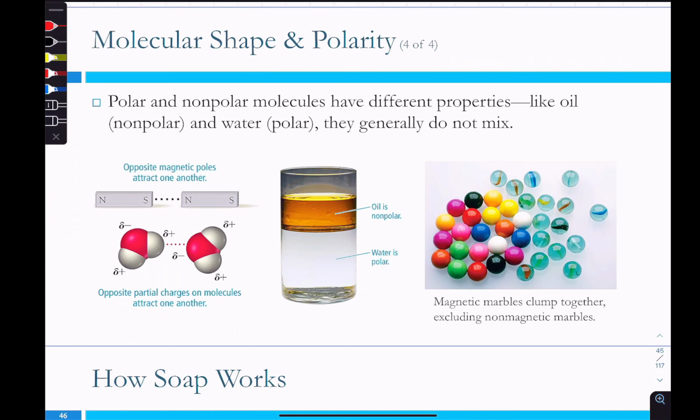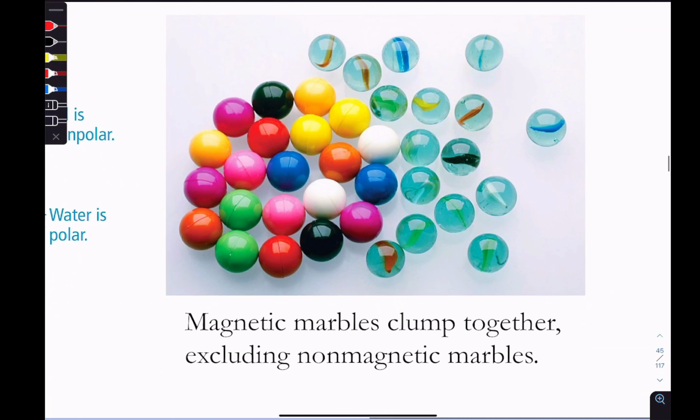The same thing would happen if you had magnetic marbles and regular marbles. You could jumble them all up into a bucket or something, and if you just shake it for a little bit, all of the magnetic marbles will find each other and exclude the non-magnetic marbles. Because the marbles are magnetic, they have a dipole, north end, south end of the magnet.